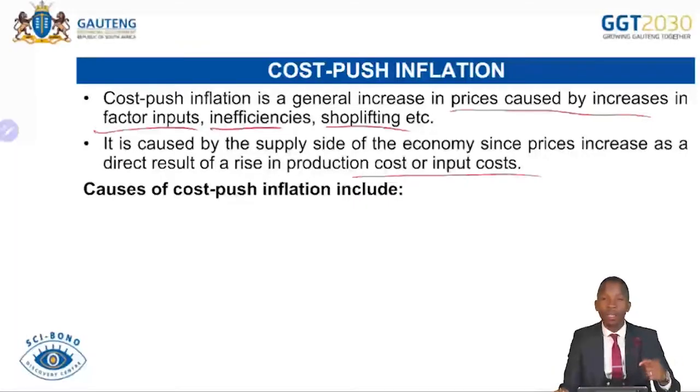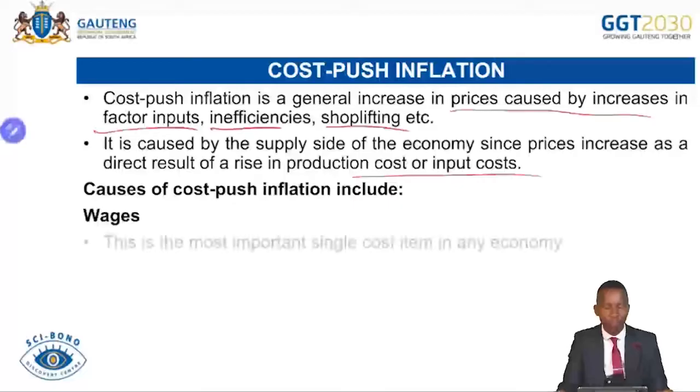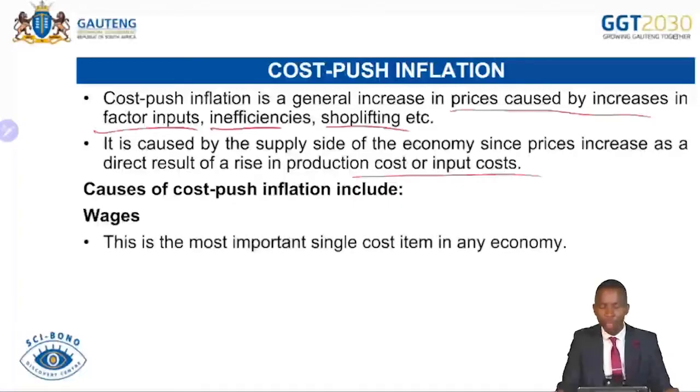Because of that, those businesses have to recover. How do they recover? They increase the selling price for the product that they produce with the money that was taken from the commercial bank as a loan. That's what normally happens. So, causes of cost push inflation include wages. This is the most important single cost item in any economy. If high wages are paid to workers, at the same time there is lower productivity, that can always lead to inflation.